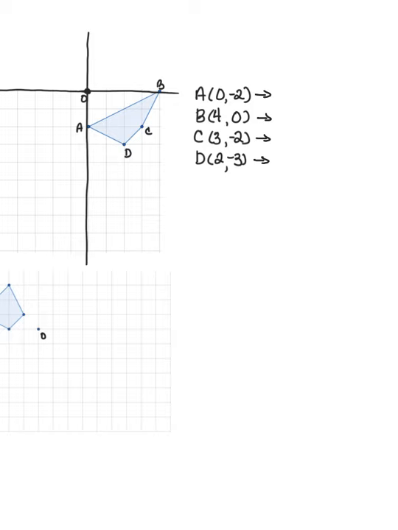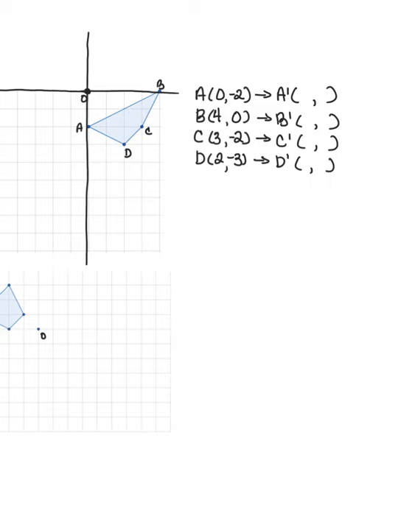All right, so here's where the real work comes in. I have to write what my image points are going to be based on these pre-image points. My pre-image points are A, B, C, and D, and my image points are going to be A prime, B prime, C prime, and D prime. So I'm going to set up the structure for those points now. All right, so now I have the structure and I'm ready to write out those points.